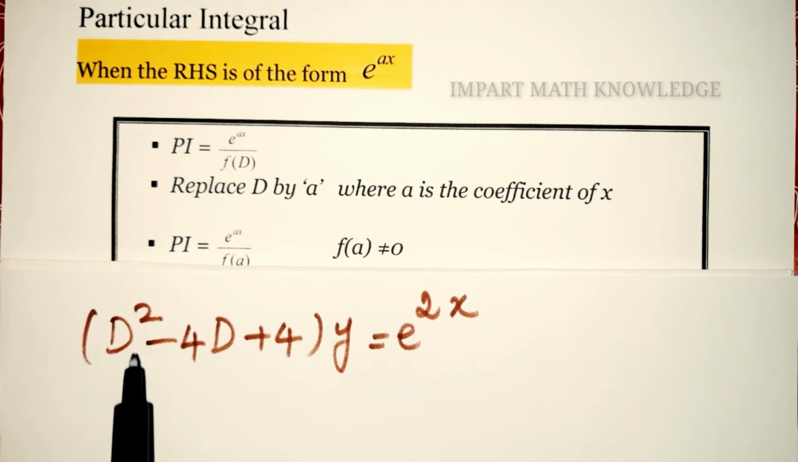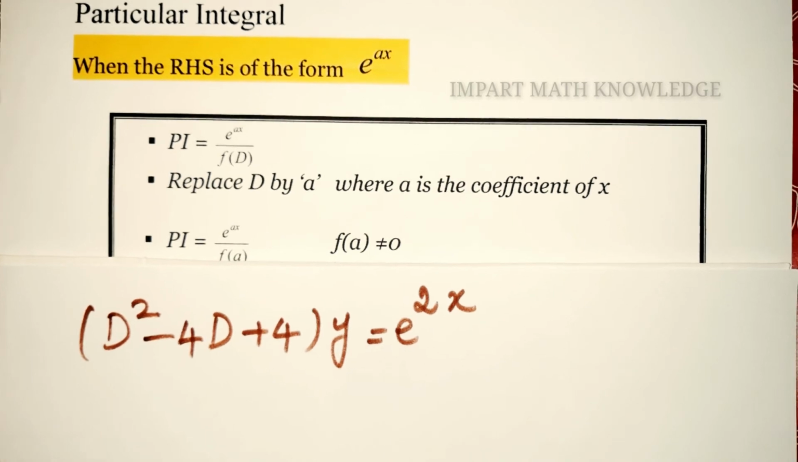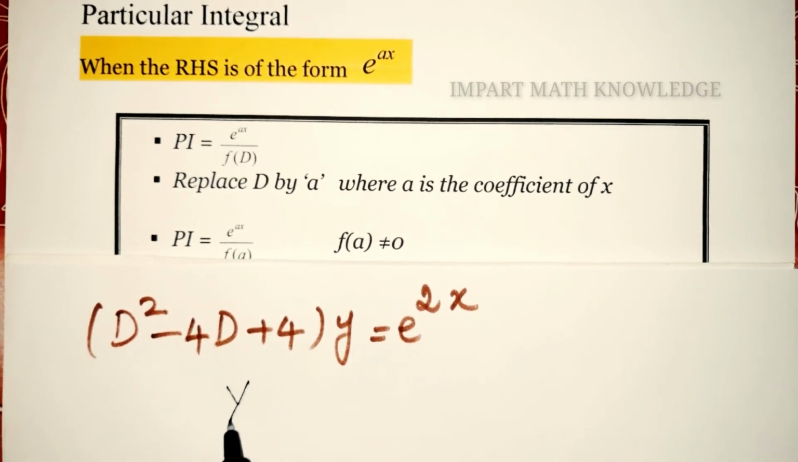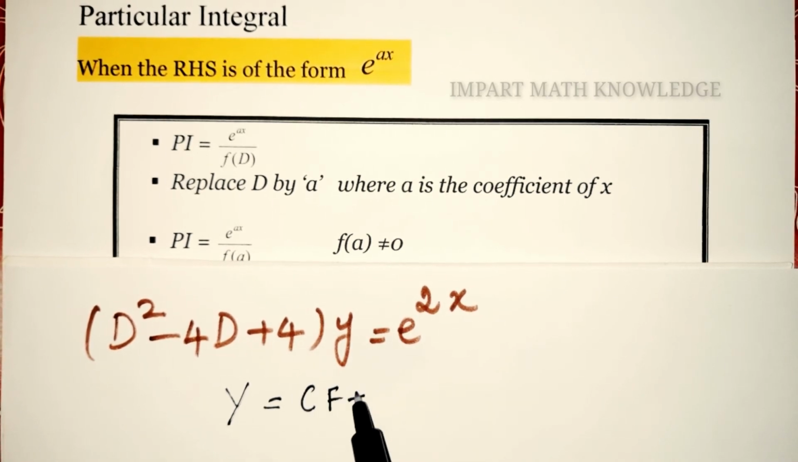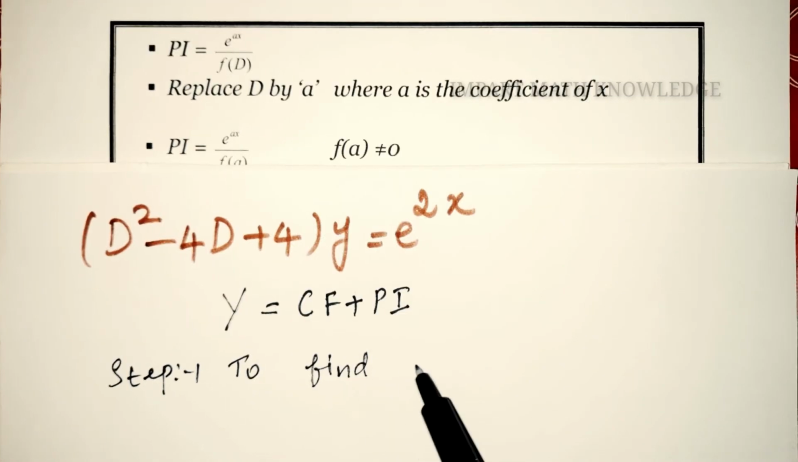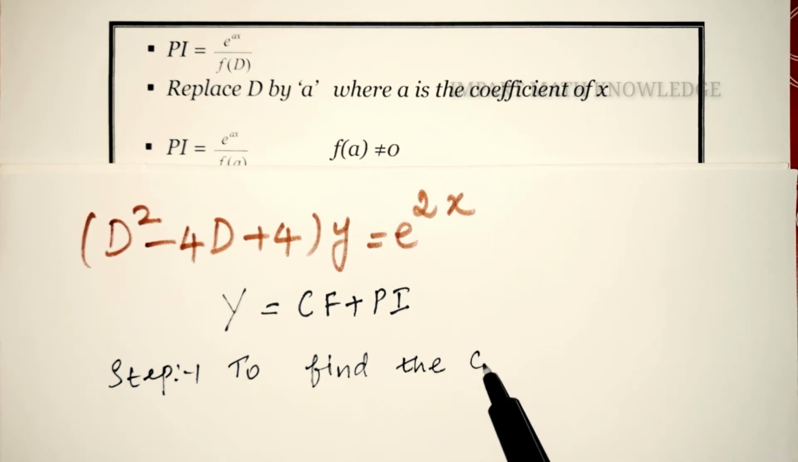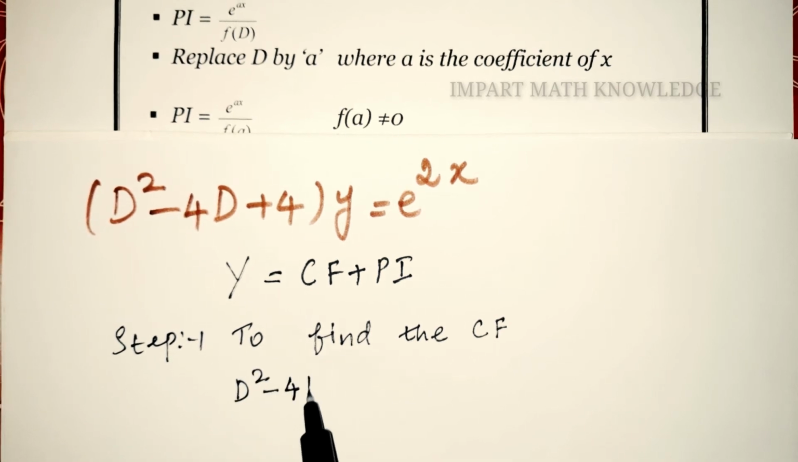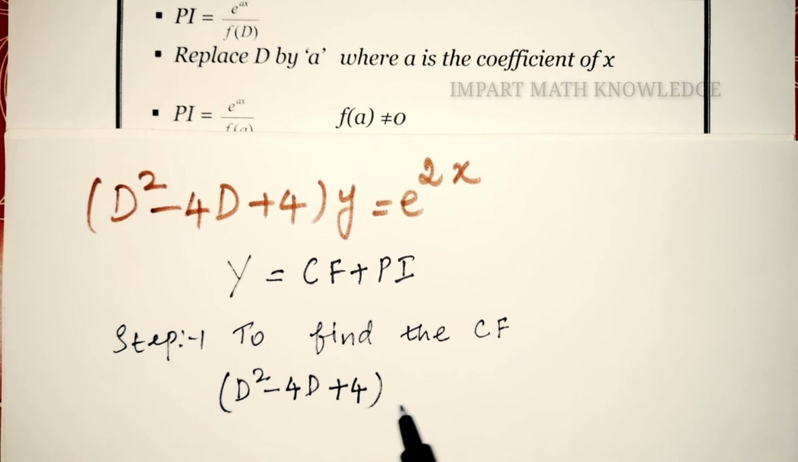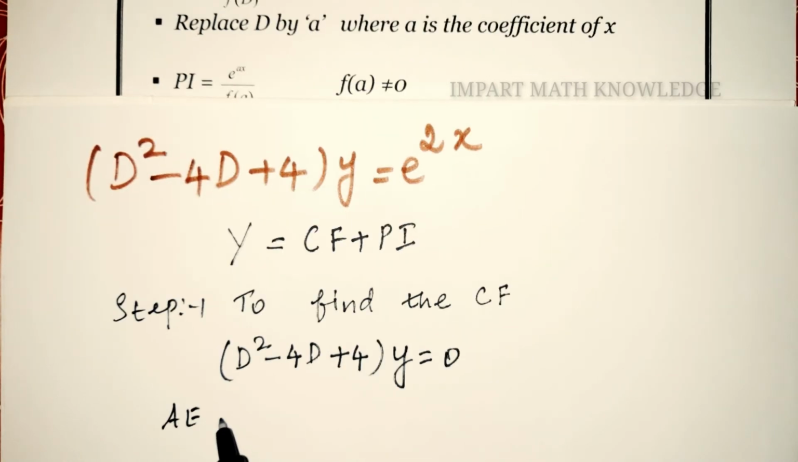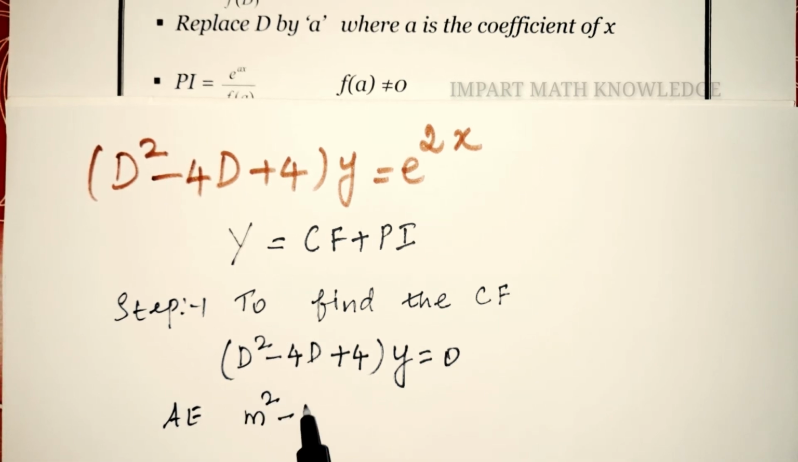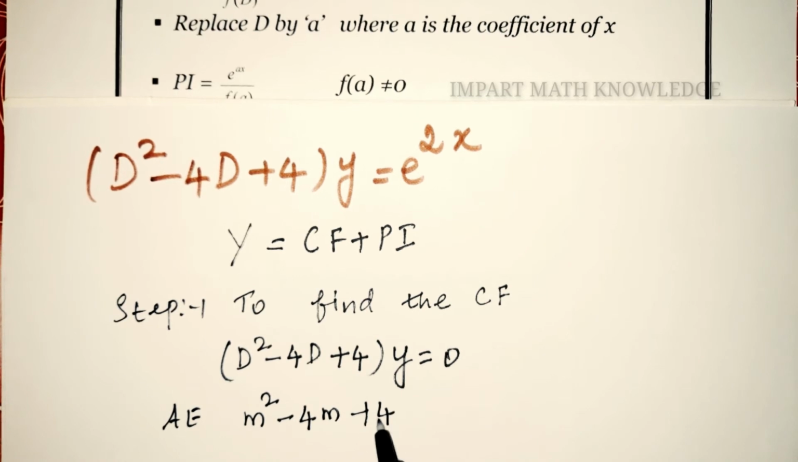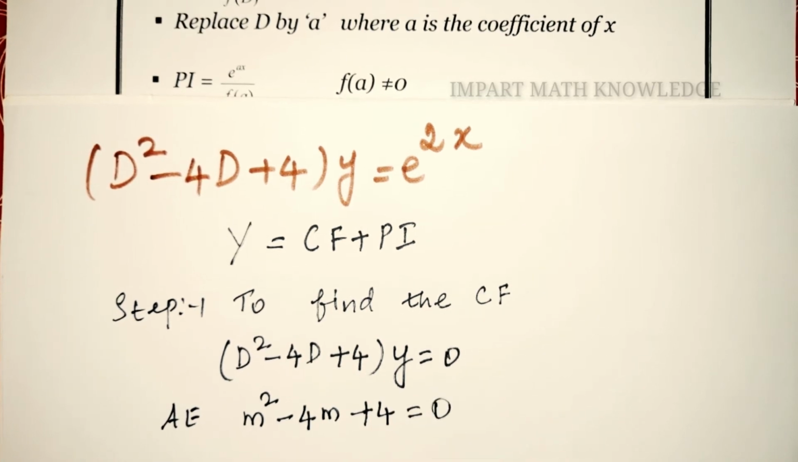Next problem: D squared minus 4D plus 4 into y is equal to e power 2x. The general solution is y is equal to complementary function plus particular integral. Step 1, to find the complementary function. For that, you write left hand side is equal to 0. Write the auxiliary equation by replacing D by m. So, m squared minus 4m plus 4 is equal to 0.